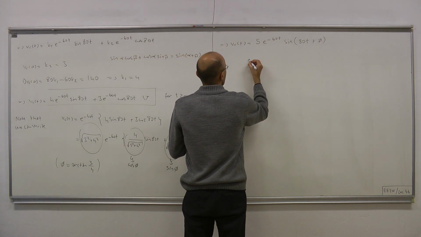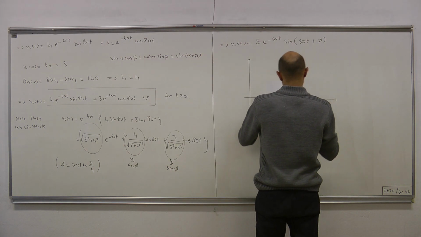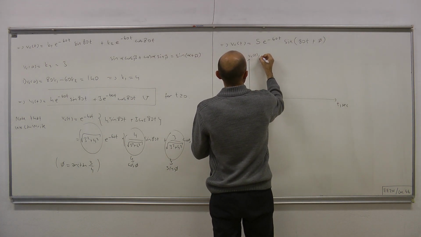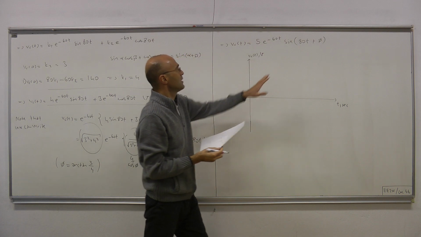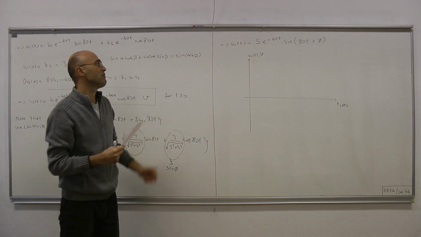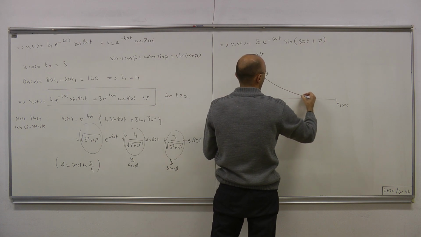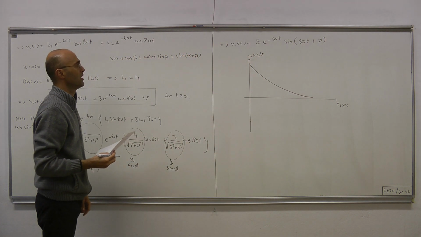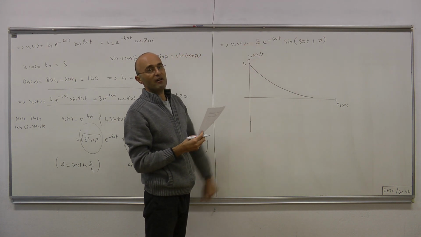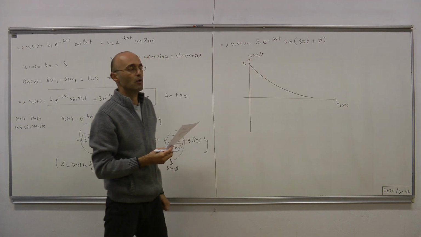Therefore we can visualize it as follows. VC(t). Now let's forget about that sine and sketch 5 times e to the minus 60t. It has this monotonic shape that decays to 0. This is 5. Let's throw in minus 5 times e to the minus 60t. That is the mirror reflection of this guy with respect to the horizontal axis.